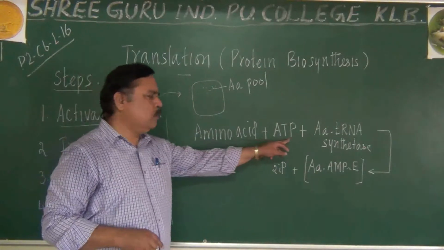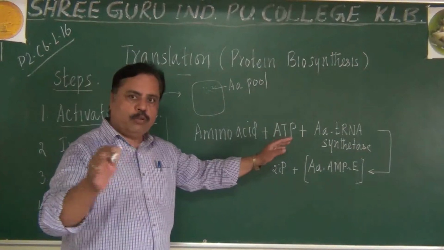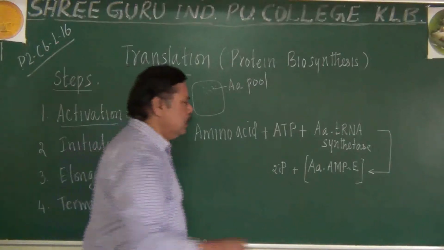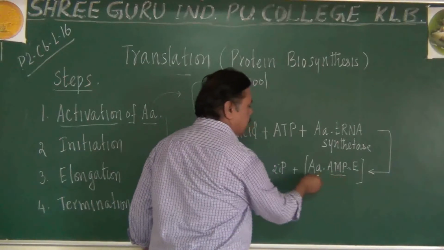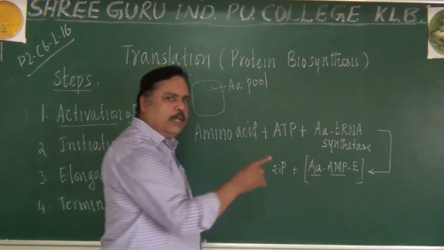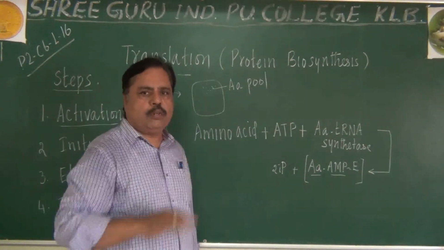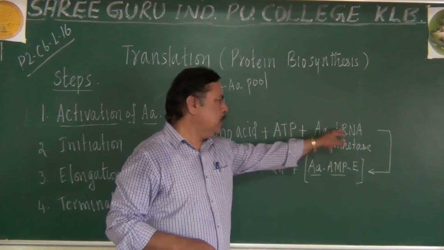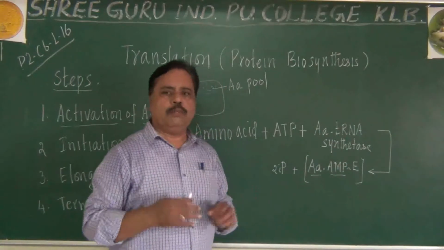See, ATP will donate 1 phosphate, it will remove 2 phosphates so that it will become AMP. That AMP will join with the amino acid. It may be phenylalanine, it may be valine, whatever it is. It will join with that amino acid, AMP, and this enzyme complex will be formed.